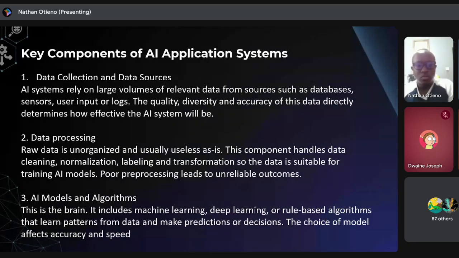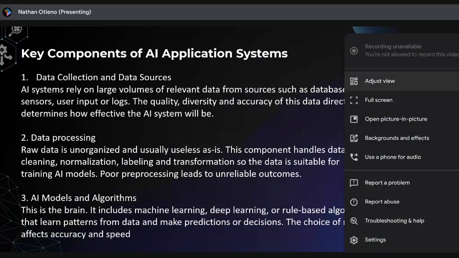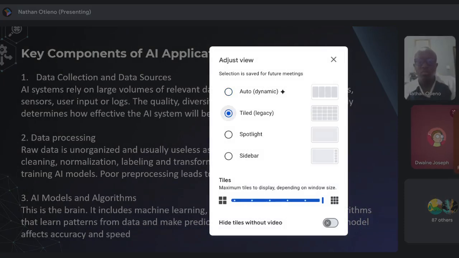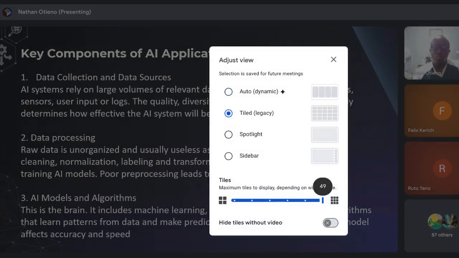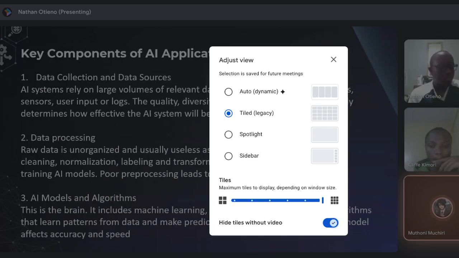AI models and algorithms. This is the brain. It includes machine learning, deep learning, or rule-based algorithms that learn patterns from data and make predictions or decisions. The choice of model affects accuracy and speed.